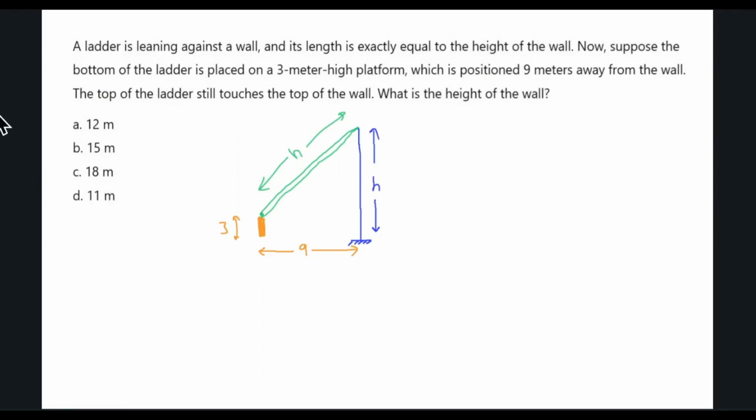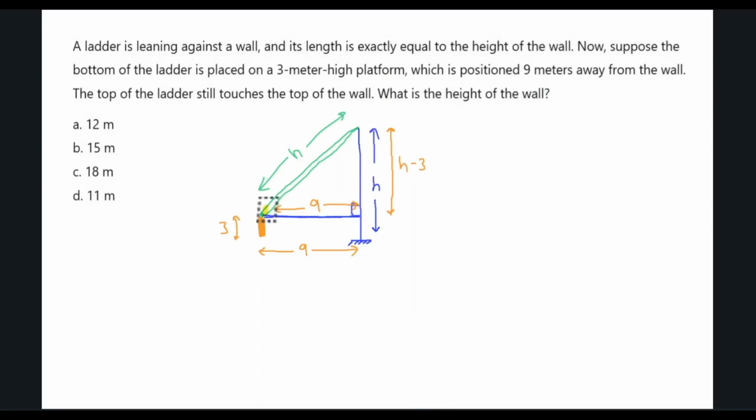So I think this is a trick question. If we connect these two points over here, we form a nice and cozy right triangle. So if you can help me, well, this is already 9. Can you tell me what this is? This will be the total height h minus the platform height, that is 3. So that's h minus 3.